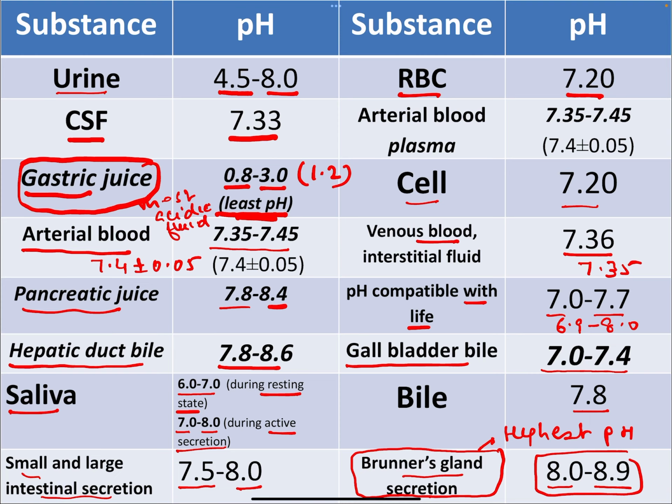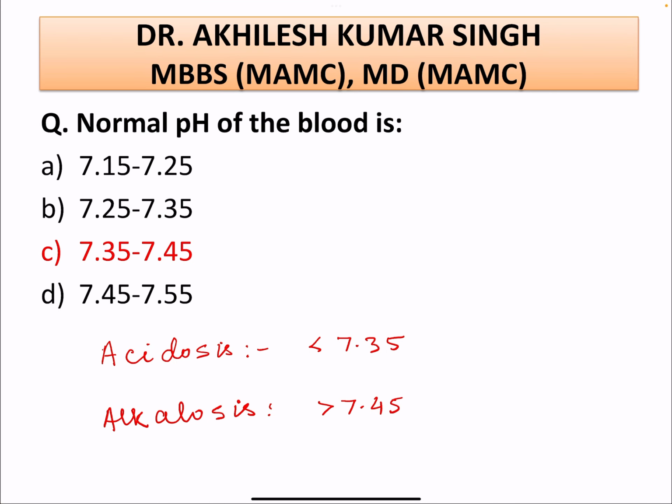So in the question it has been asked, what is the normal pH of the blood? It is 7.40 plus minus 0.05. So the range will be from 7.35 to 7.45. So this is the range of the pH of the blood. In this option the answer C is correct.